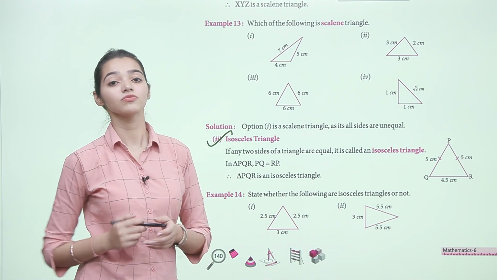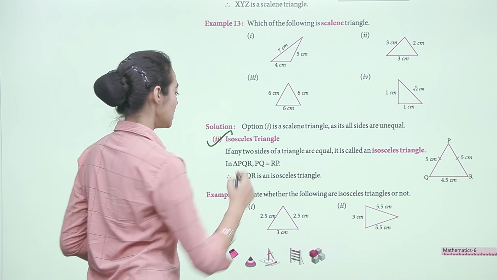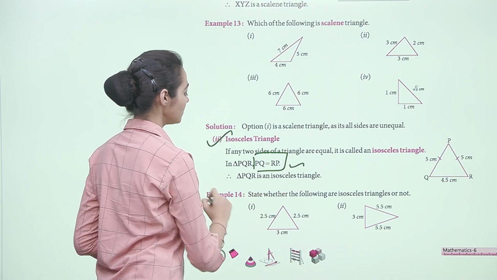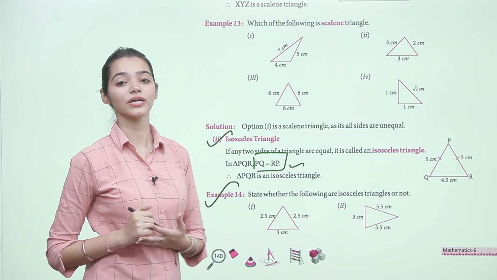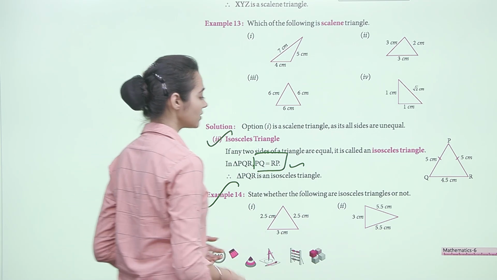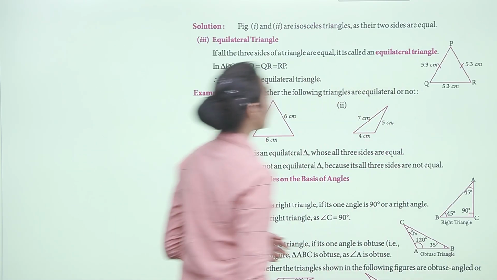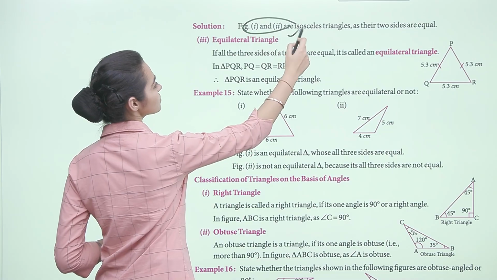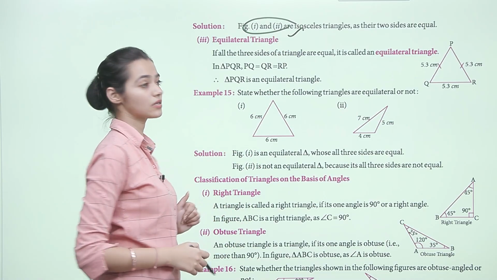Next is our isosceles triangle, in which any two sides are equal, that means PQ is equal to RP. Now here we have to state which of the following are isosceles triangles. In this one, that means figures 1 and 2 are isosceles because both of them have two sides equal.